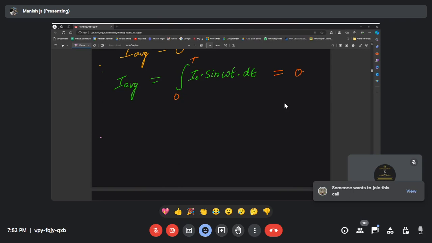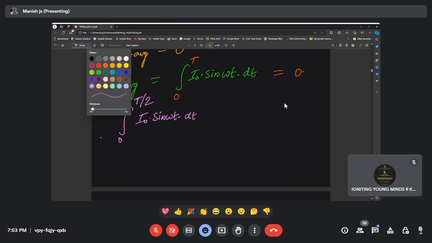When you try to integrate such terms, you always need to keep in mind what the constant terms in your integration expression are. For example, if this is my expression, integration from 0 to T by 2 of I naught sine omega t dt.